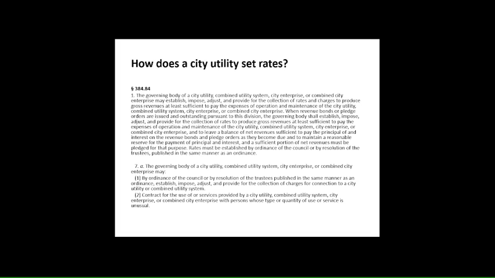This is again 384.84. The city can, by contract, the utility by contract, can provide a special rate to those whose type or quantity of use of service is unusual. The only case we have on this indicates that unusual does just simply mean it's out of the line, and that case involved special water rates and special sewer rates for a big user of water, like 30% of the capacity of the water. It's legal under Iowa law to, by contract, provide a special rate.